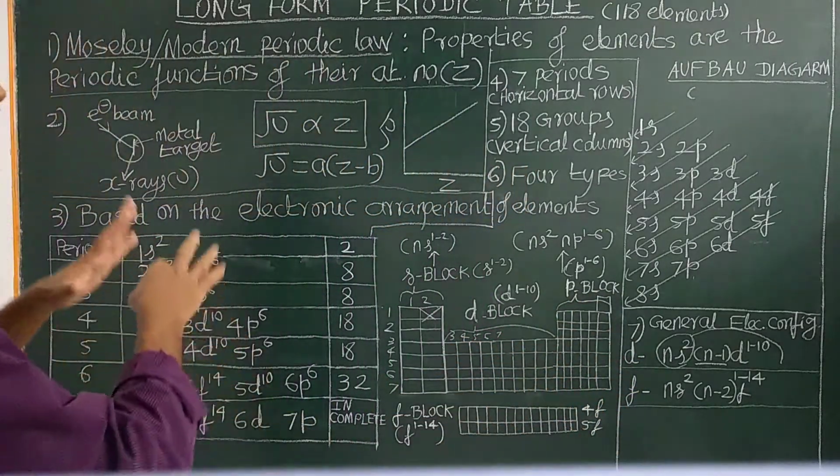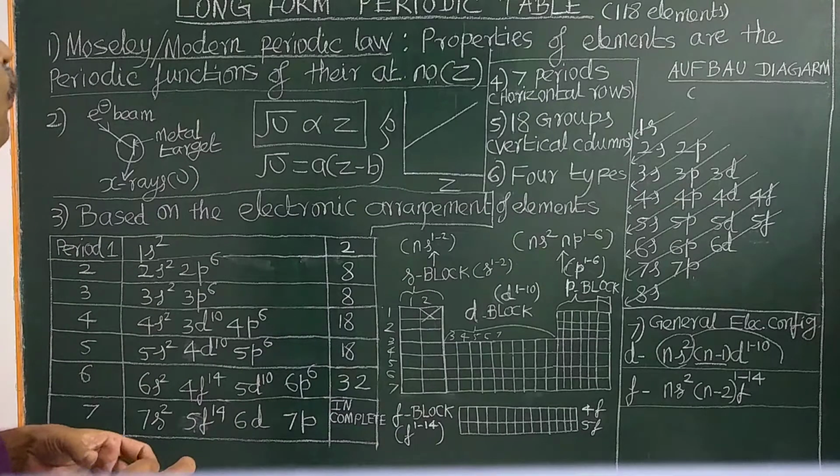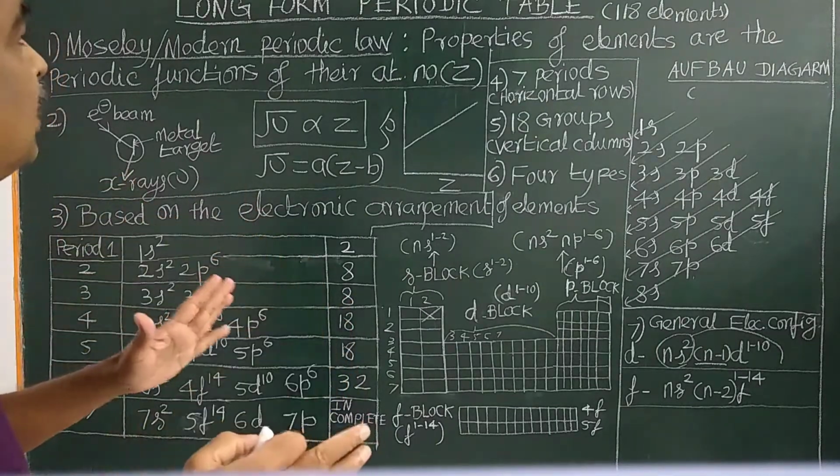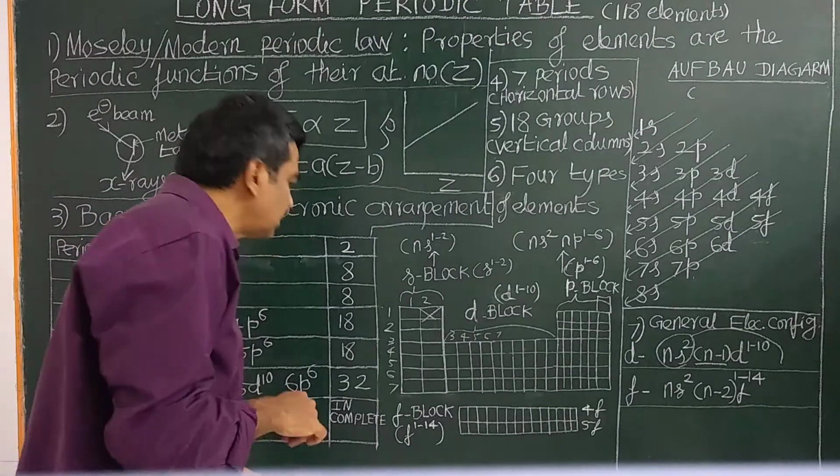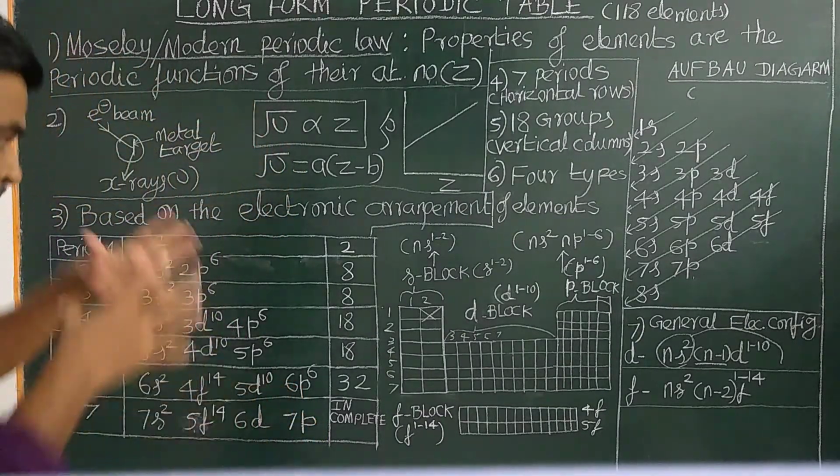Now these are the important characteristics of the long form modern periodic table. So please understand, and write down the notes also.